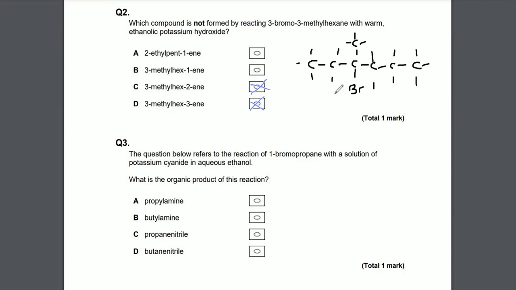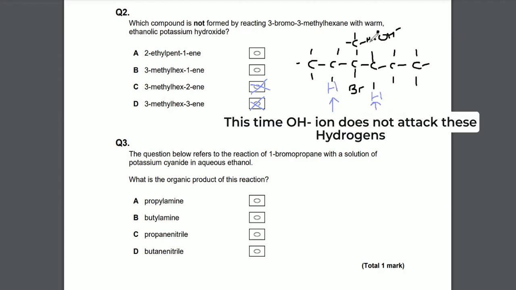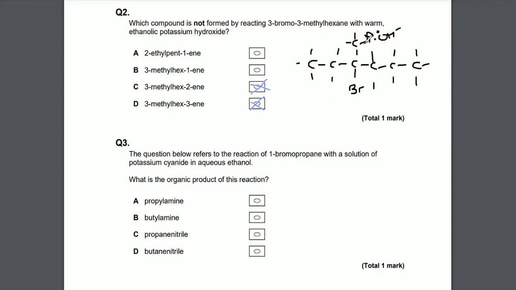Now with this one, something interesting happens. Instead of the hydroxide ion attacking the hydrogens either side of the bromine, it attacks one of the hydrogens on the methyl group. And this means the hydrogen on the methyl group snaps off and joins with the hydroxide ion to eliminate water, but donates its pair of electrons to the bond between the bromine carbon and the methyl group. So you get a double bond here at this point.